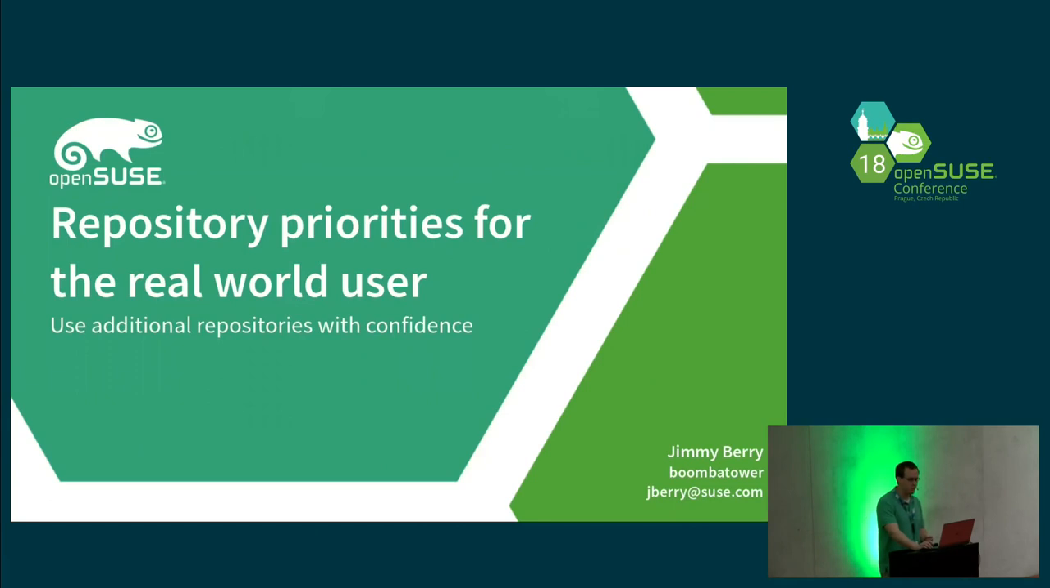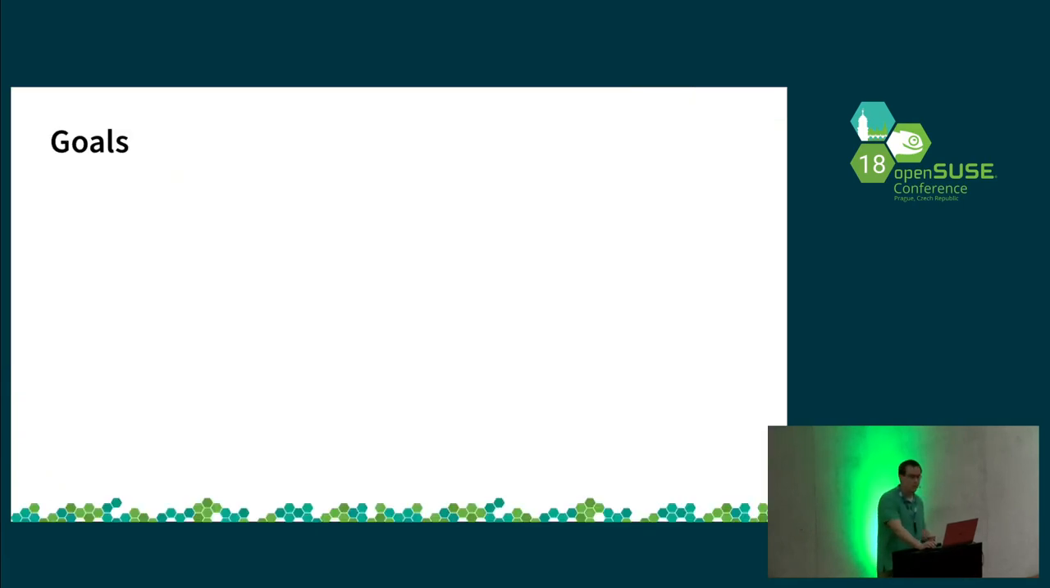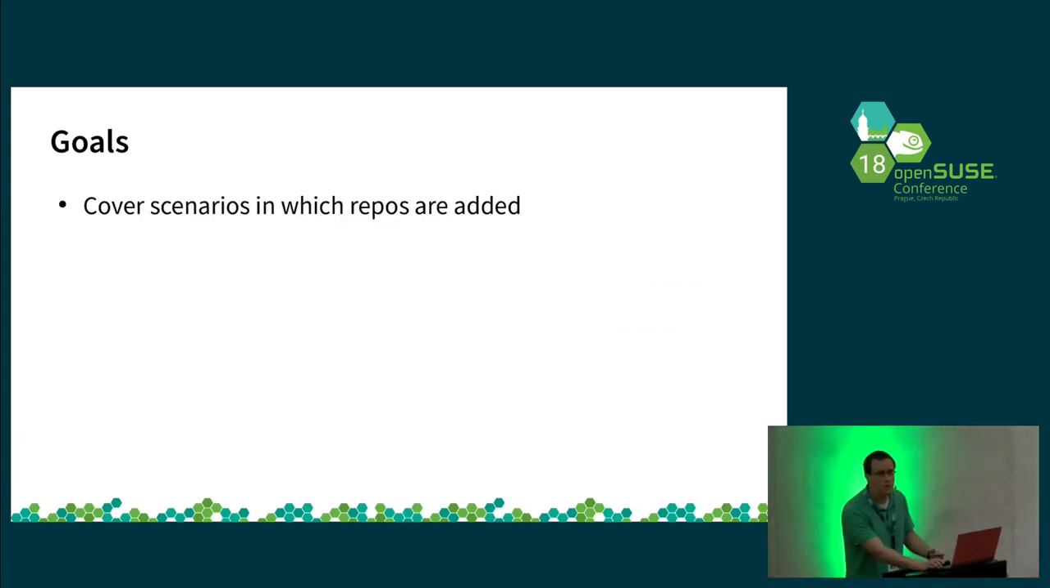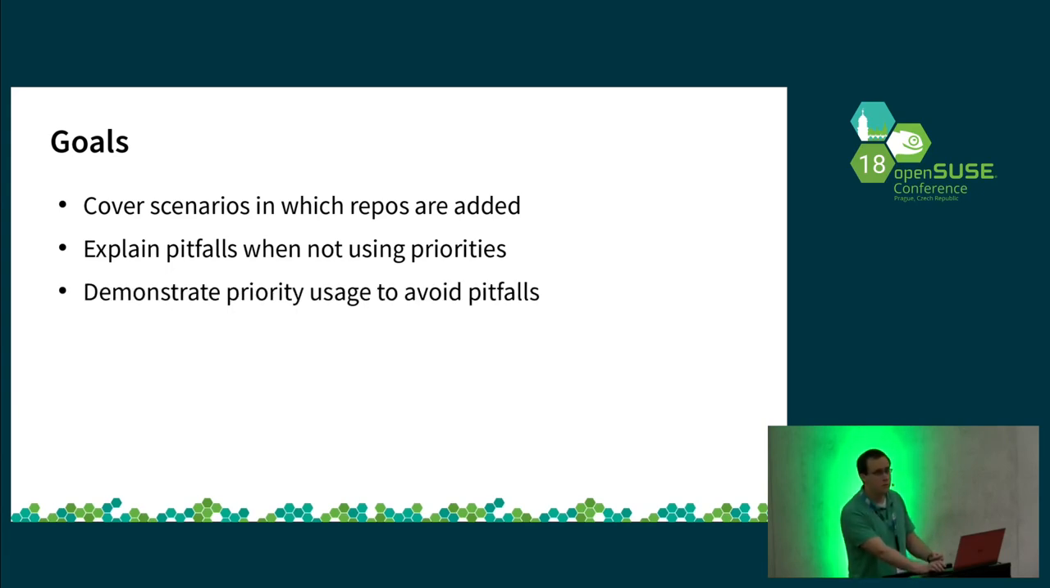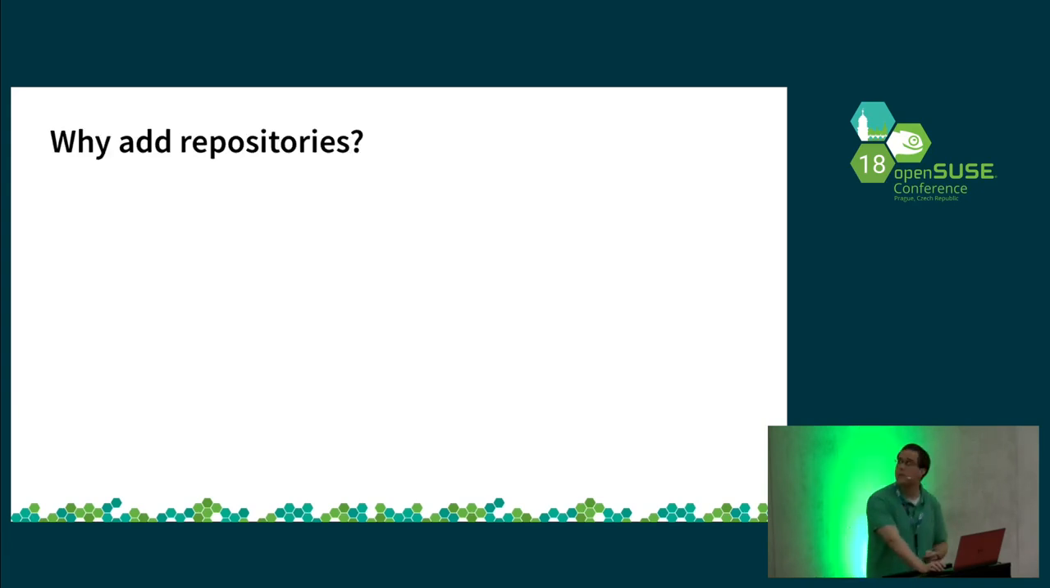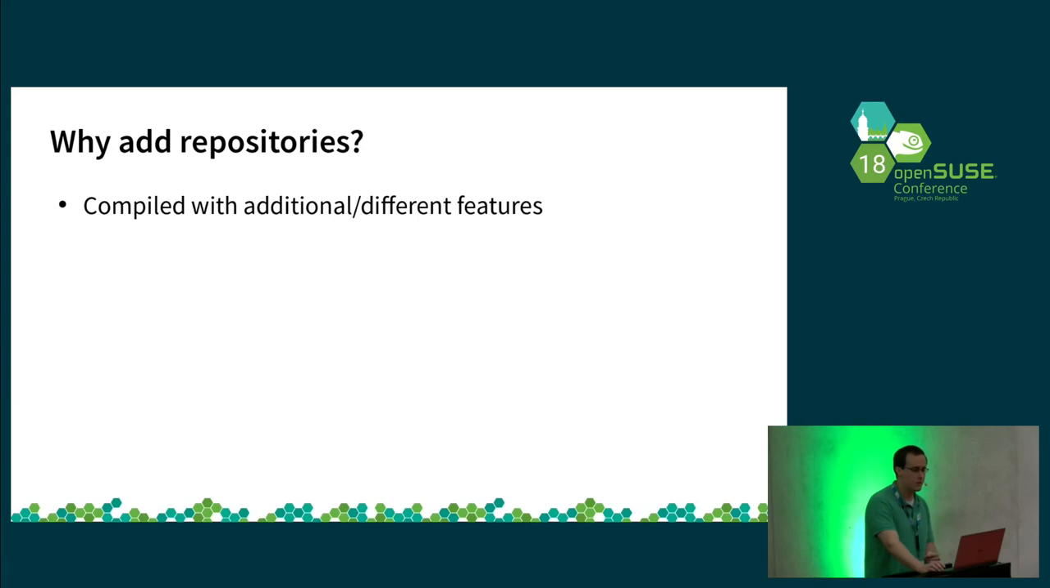So first, let's go over the goals, what we're hoping to accomplish with this talk. I want to cover why you might actually add extra repositories beyond the default ones, some of the pitfalls you can run into when using different types of repositories without priorities, and how you can avoid those issues by using priorities. So first of all, let's take a look at why you might add repositories.